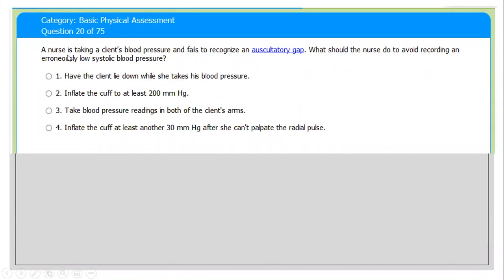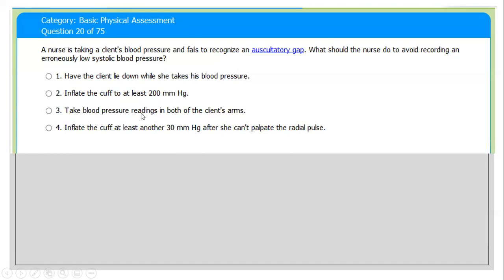Next question: a nurse is taking a client's blood pressure and fails to recognize an auscultatory gap. What should the nurse do to avoid recording an erroneously low systolic blood pressure? Number one, have the client lie down while she takes his blood pressure. Number two, inflate the cuff to at least 200 millimeters of mercury.